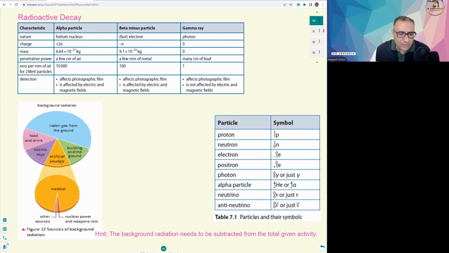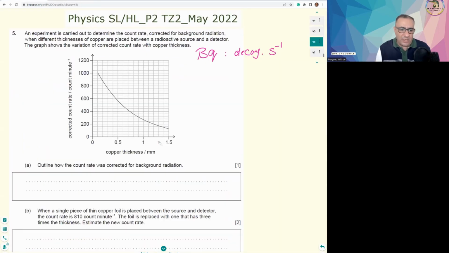Now there are some artificial sources, like medical. Obviously the main portion here is medical: hospitals, clinics, and then power stations or nuclear power stations. So what we normally do to correct a certain reading or activity is subtract the background radiation from the total given activity, and this is basically the answer to part A.